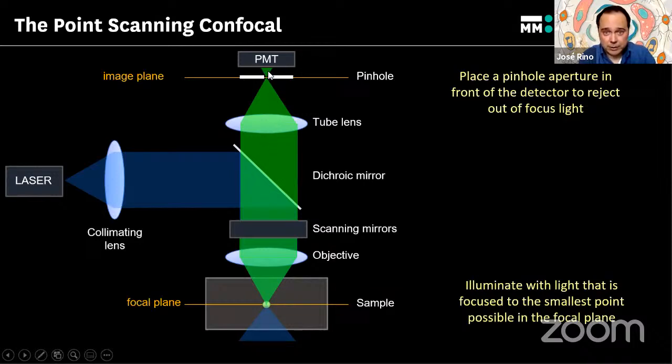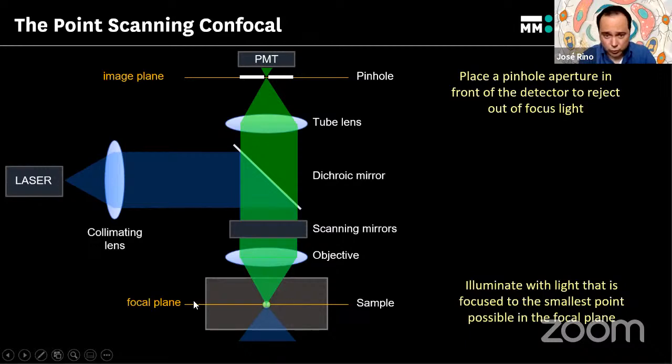This photomultiplier tube will amplify the signal, will detect photons and generate a highly magnified signal that we will use to determine the intensity of light that we'll place in a pixel in an image.